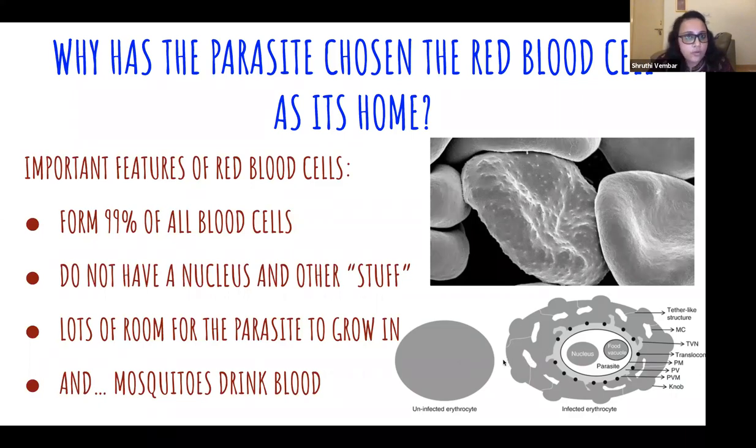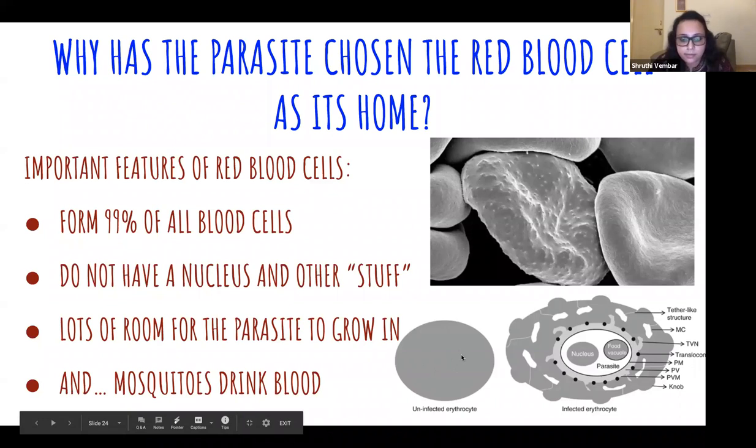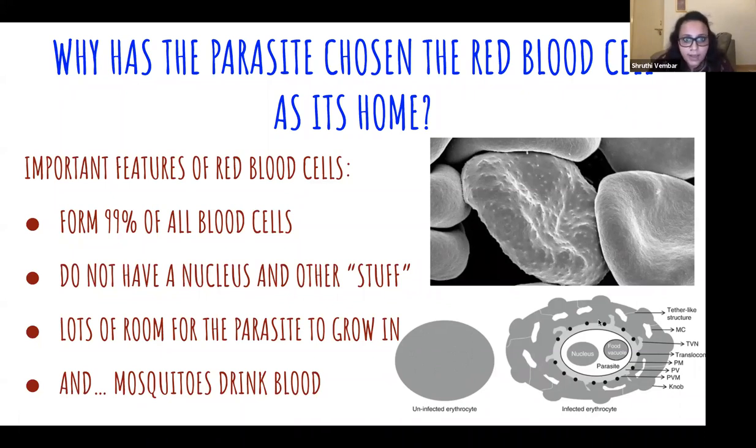And this is more of a cartoon representation where you have this uninfected erythrocyte, which is another name for the red blood cell. So you have this red blood cell, which is not infected. And once it is infected, you can see there are so many changes happening, and all of these are caused by the parasite. So I think I will end here.